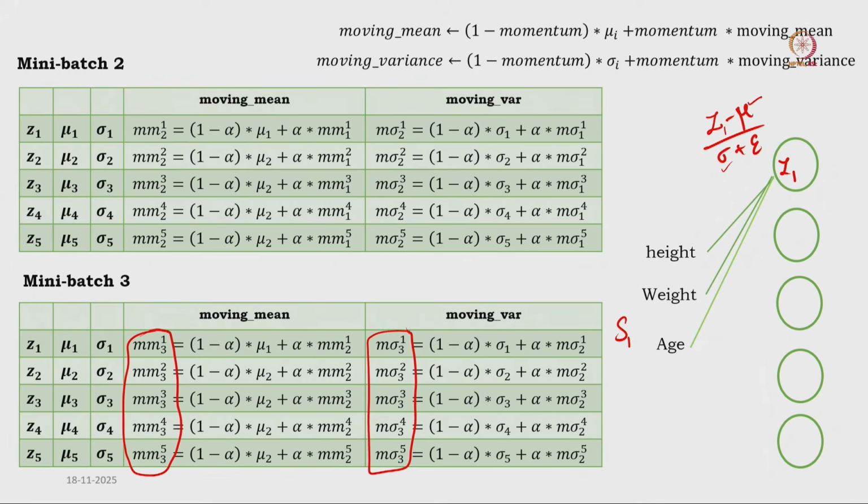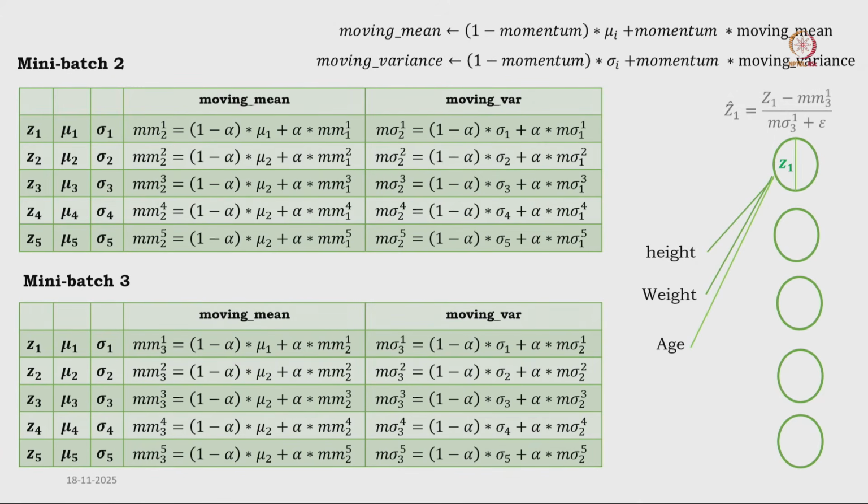If the value has to be normalized during testing, now we require this mean and the standard deviation. From where do we take this? For Z1, when you are normalizing, we are using these 2 values here. Can you see? We are using this value and this value to normalize the sample during the testing phase.